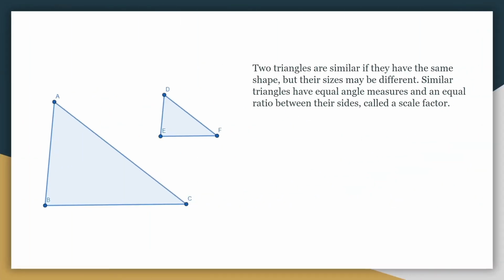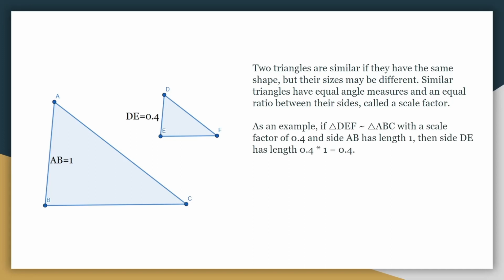Next, similarity is a similar concept to congruence, except similar triangles only have the same shape, but not necessarily the same size. If two triangles are similar, that tells us that their angles are equal and the ratio between each of their sides is equal, called a scale factor. For example, if we know triangles DEF and ABC are similar with a scale factor of 0.4, and side AB has length 1, then side DE's length is given by AB times 0.4, which is 0.4.